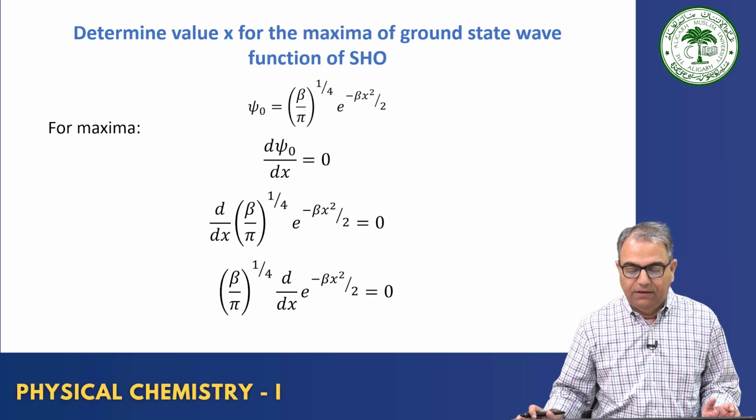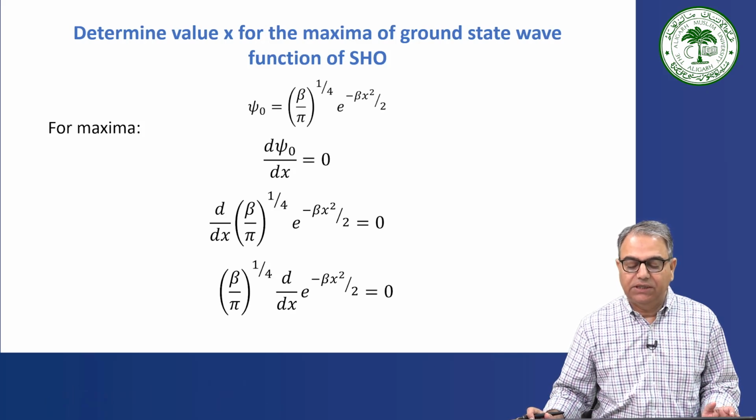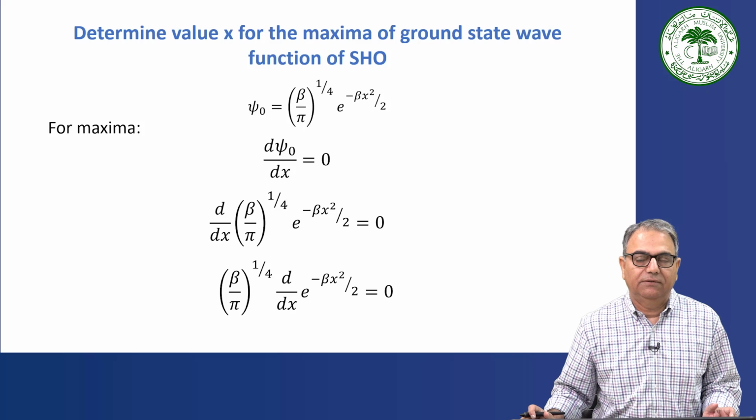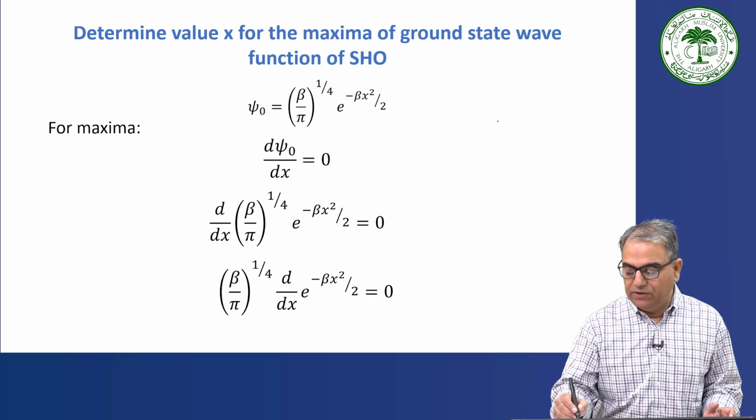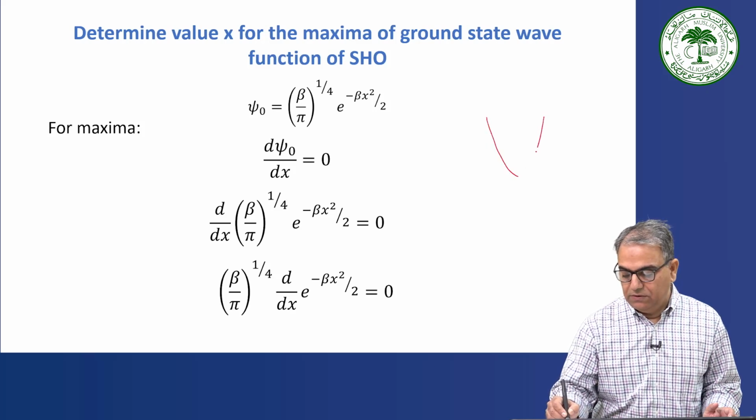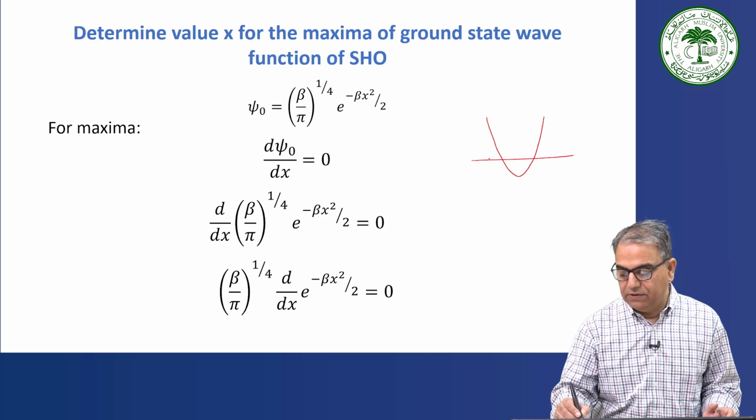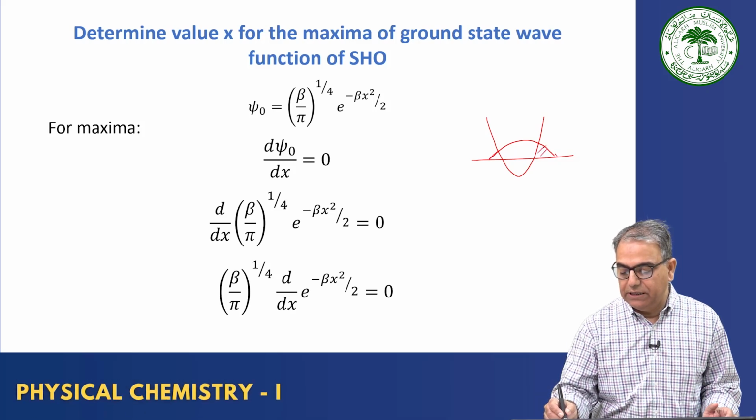If we go for finding out the maxima of the ground state wave functions of the simple harmonic oscillator, I have shown you the graph, and if you remember the ground state wave function, if this is your potential, then the ground state wave function was like this one. So it goes beyond the classical limit, as I told you in the previous module. And the maxima which I told you comes out to be here.